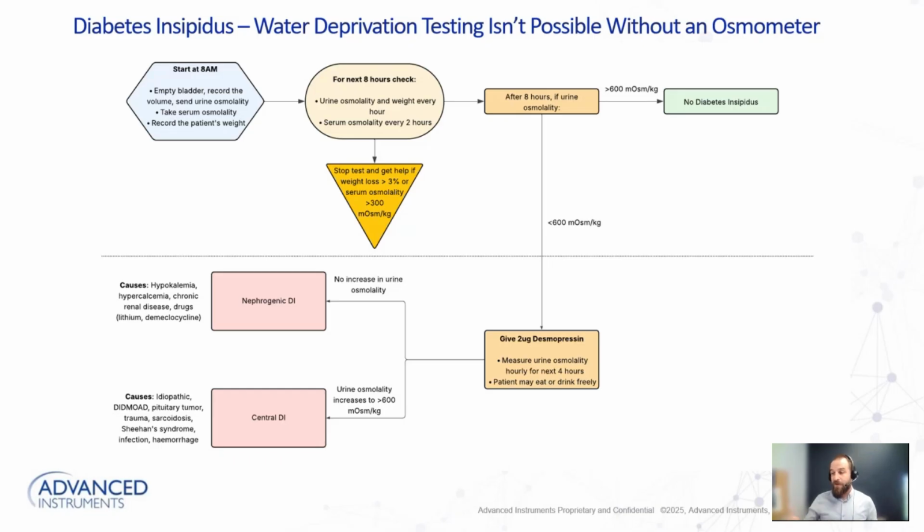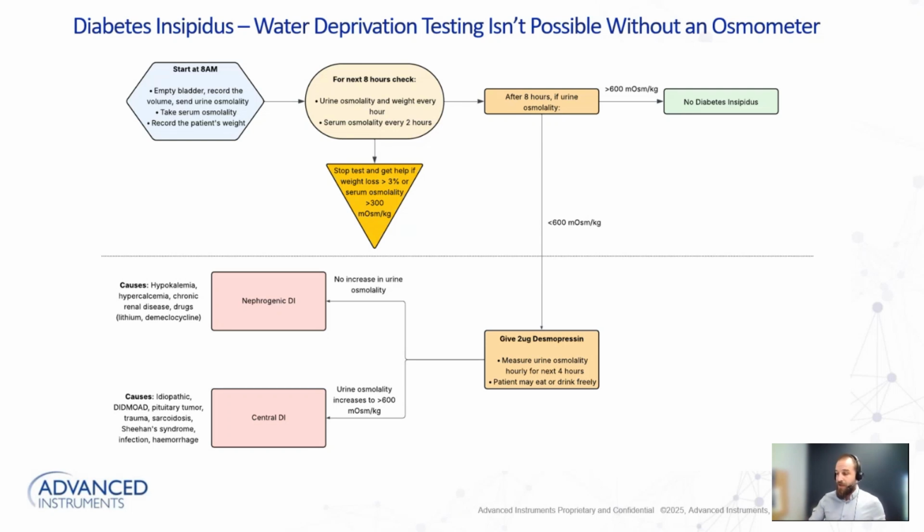After providing the desmopressin, we're going to go ahead and measure the urine osmolality hourly for the next 4 hours. And it's okay after this, the patient's allowed to eat and drink freely. They've waited a really long time. 8 hours is a long time to not eat or drink anything. At this point, they can go ahead and pick up the glass and have a couple swigs of water.